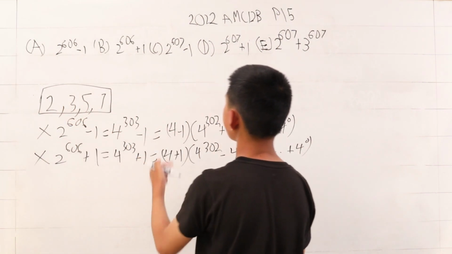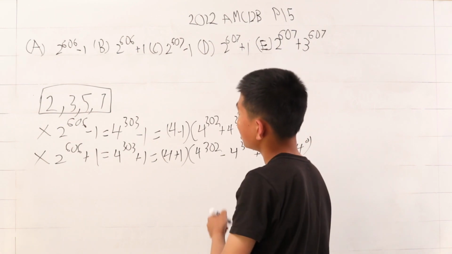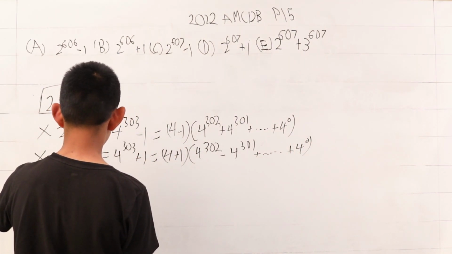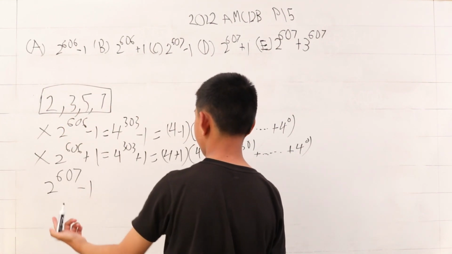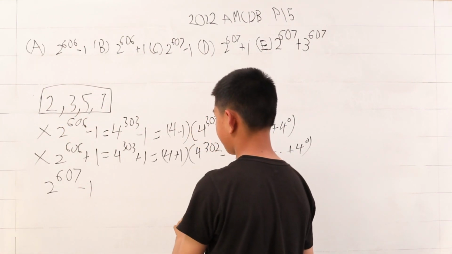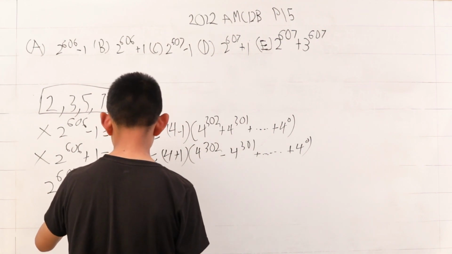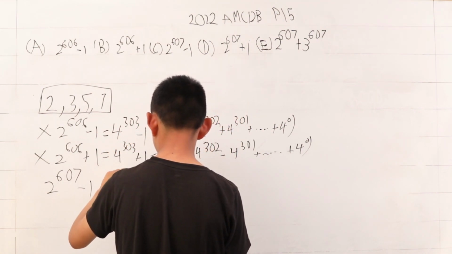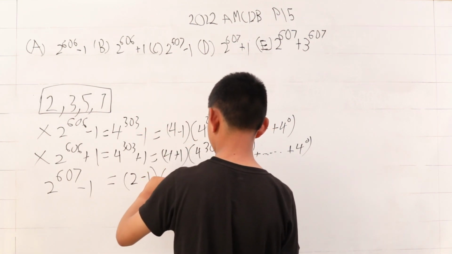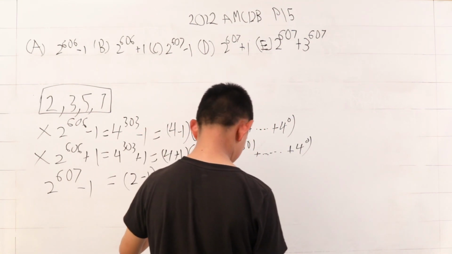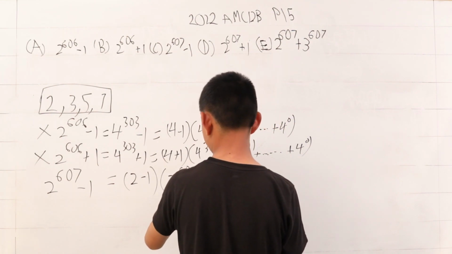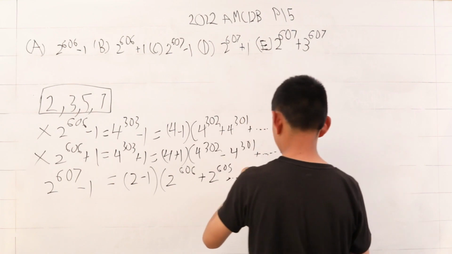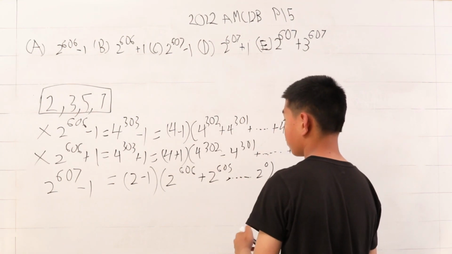Now, let's take a look at this third option, C. 2 to the power of 607 minus 1. 607 is a prime number. It can't be broken up into anything. This will just be 2 minus 1 times 2 to the power of 606 plus 2 to the power of 605, etc., all the way to 2 to the power of 0.